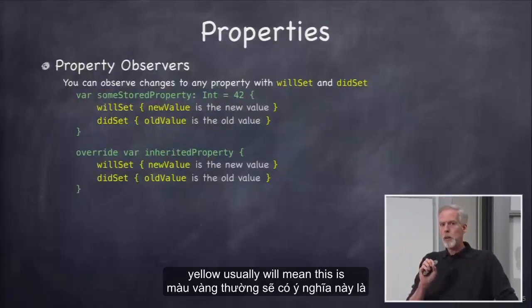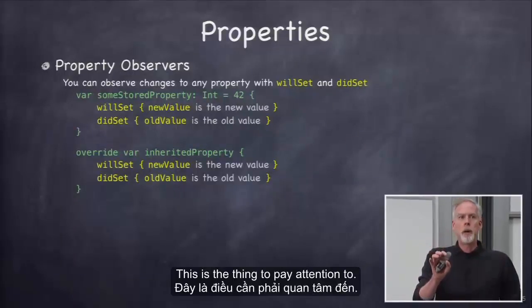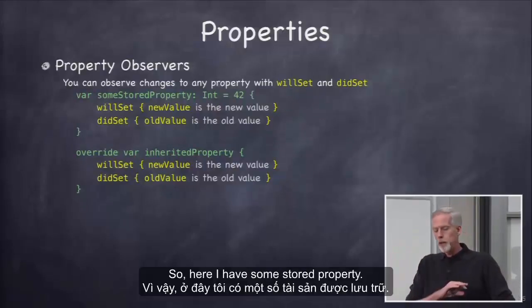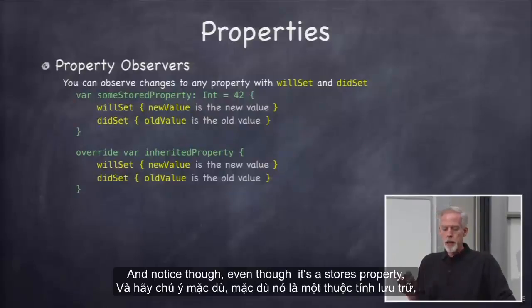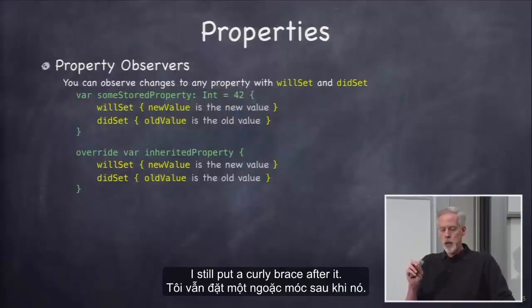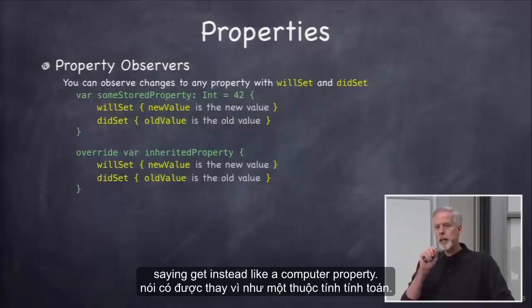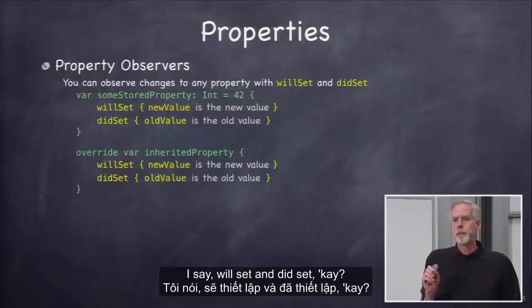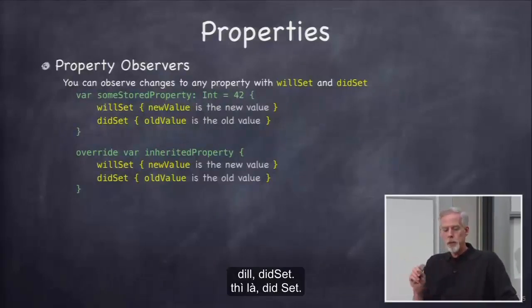But yellow usually will mean this is the thing I'm talking about right now, the thing to pay attention to. You can think of yellow as highlighted. So here I have some stored property. It stores an int, 42. And notice that even though it's a stored property, not computed, I still put a curly brace after it. But in that curly brace, instead of saying get and set like a computed property, I say willSet and didSet. These are little pieces of code inside the willSet and didSet.